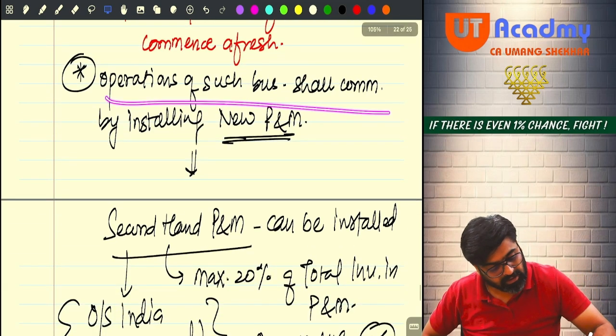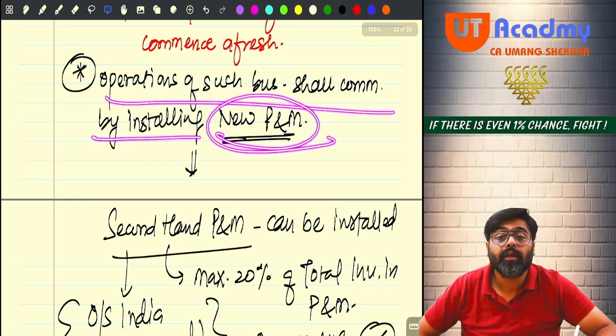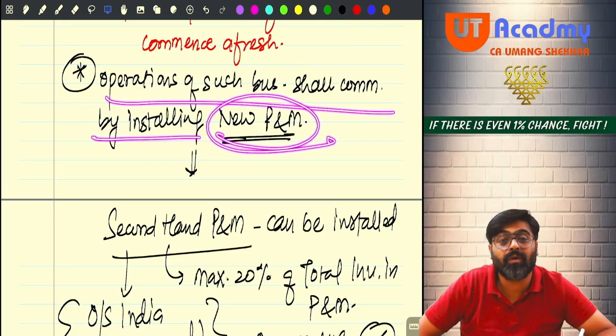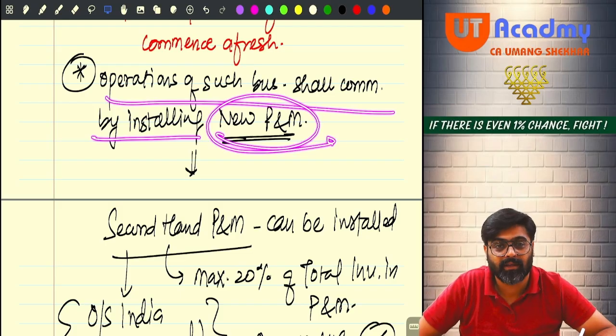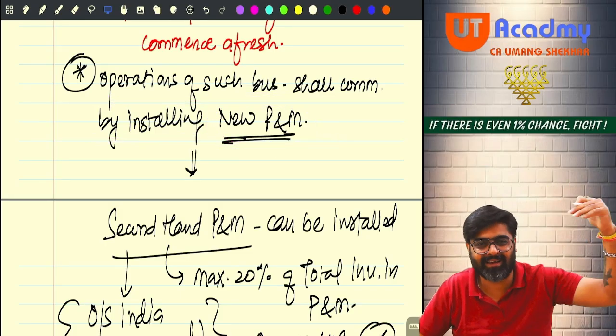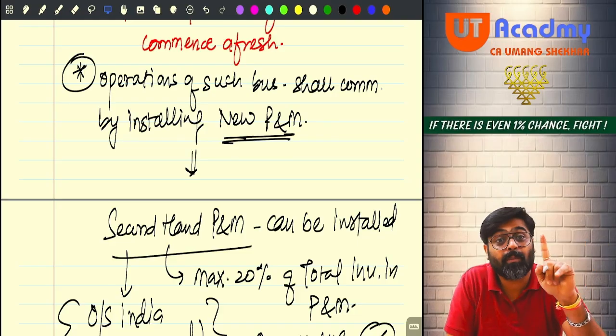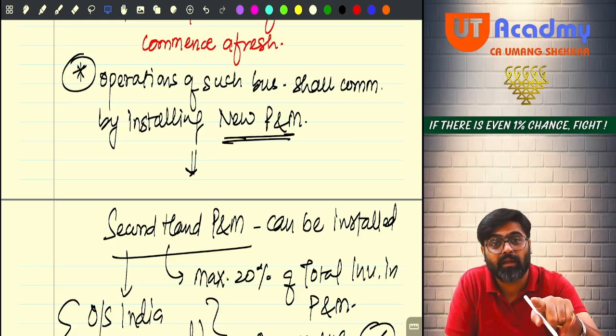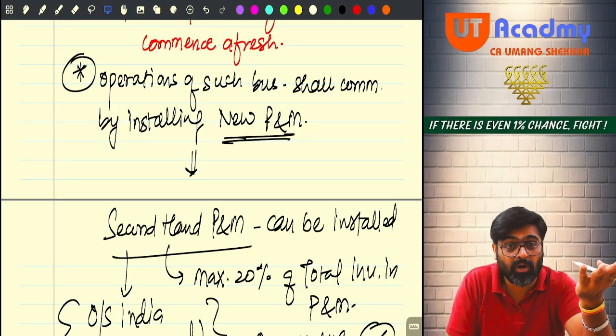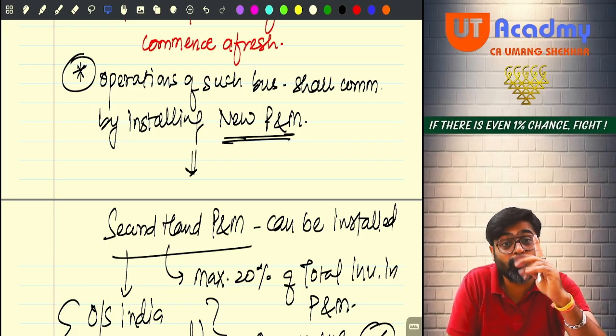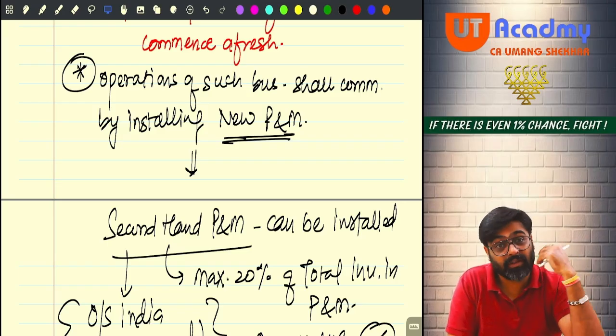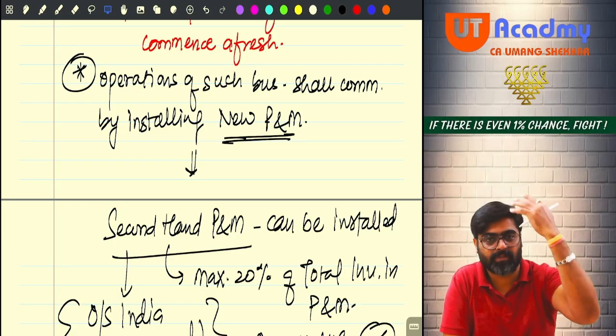Next one, operations of such business shall commence by installing new plant and machinery. Are they saying new assets? No, new plant and machinery. Any other asset, second hand or something like that, is okay. But the plant and machinery which you are installing in the business to commence its operations must be new plant and machinery. With this new plant and machinery, the operations must be commenced.